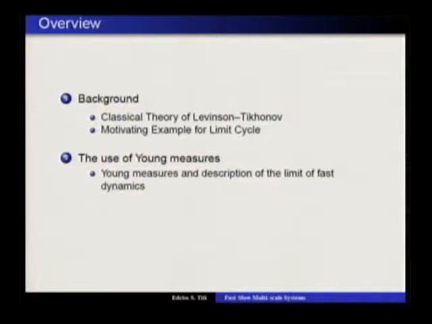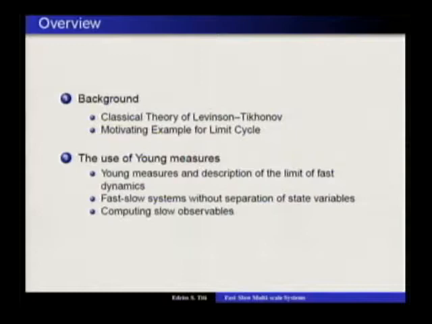So then I'm going to move to the use of Young measures, and Young measure will be the description of the limit of the fast dynamics, because in most classical theory of singular perturbation, everybody tells you what happens to the slow dynamics when you have separation of variables, but nobody tells you what is the limit of the fast dynamics. People say, oh, we don't care. Well, suppose I care, what happens, they don't know. So this is basically going to be using the Young measure to describe this particular feature. Then I'm going to talk about fast-slow systems without separation of state variables, computing the slow variables, observables.